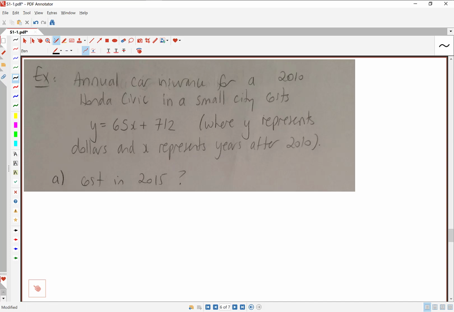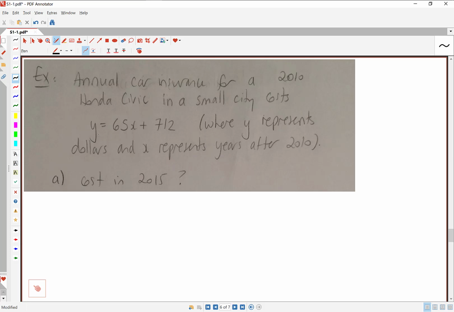We're told that the annual car insurance for a 2010 Honda Civic in a small city costs y equal 65x plus 712, where y represents dollars, so the actual cost of the insurance, and x represents the years after 2010.